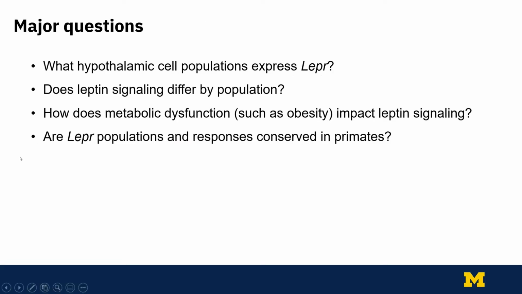This motivates our major questions here, which I've outlined somewhat quickly. Can we identify the complete set of leptin receptor populations in the hypothalamus? Do they have distinct leptin signaling pathways? How are these impacted by obesity? And then ultimately, if we're going to develop any of these findings into therapies, we want to know if the populations and the transcriptional responses are conserved in primates, including humans.